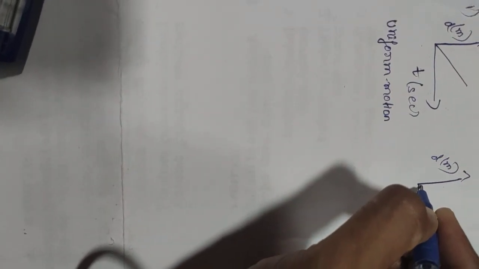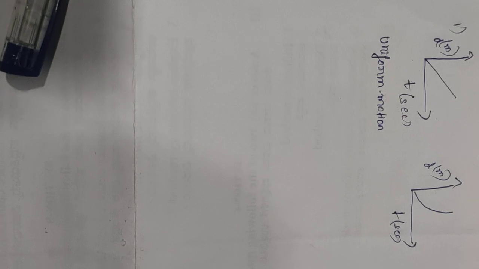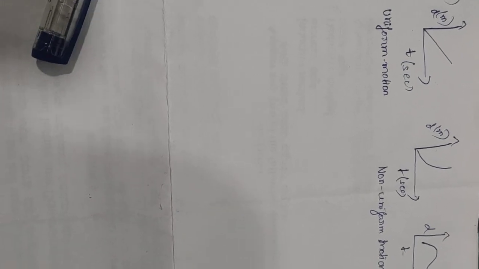So in this type of motion, the nature of the graph is irregular, a non-straight line. It looks like this, with time and distance along the x-axis and y-axis. When objects are under non-uniform motion, the graph is a non-straight line, because the distance is unequal for equal intervals of time, or the time is unequal for equal distances. That's why the graph is non-uniform.